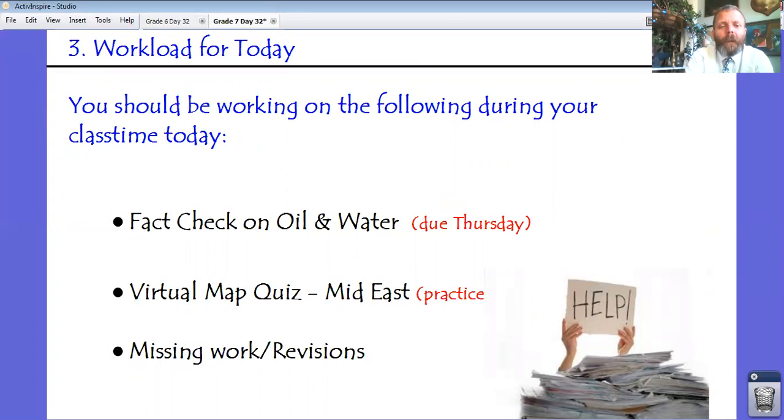Here's today's workload. I'm going to give you a fact check on oil and water. It is not due until Thursday, so it's only 4 questions. I would say one of them is kind of tough, and you might need to spend some time on it, but I tried to give you as much direction as I could. You have a virtual map quiz on the Middle East this week, all the countries, 17 countries, I think. You should be practicing today, so spend a little bit of your class time doing that. If you are in E period, you have a discussion question to contribute to. That's due tomorrow. And of course, any missing work that you have, make sure you get that done.